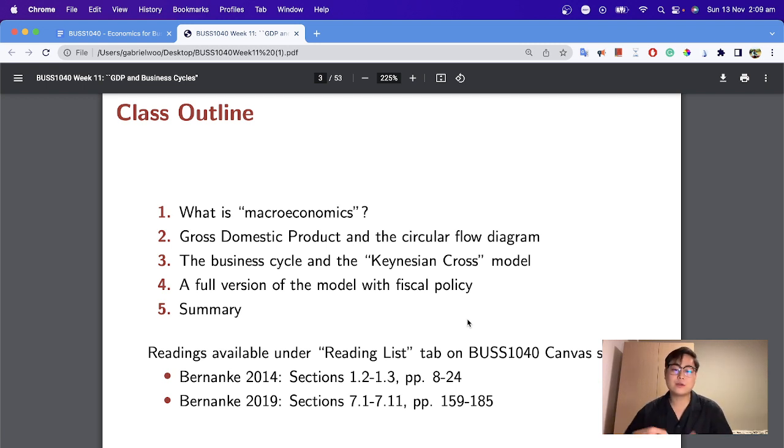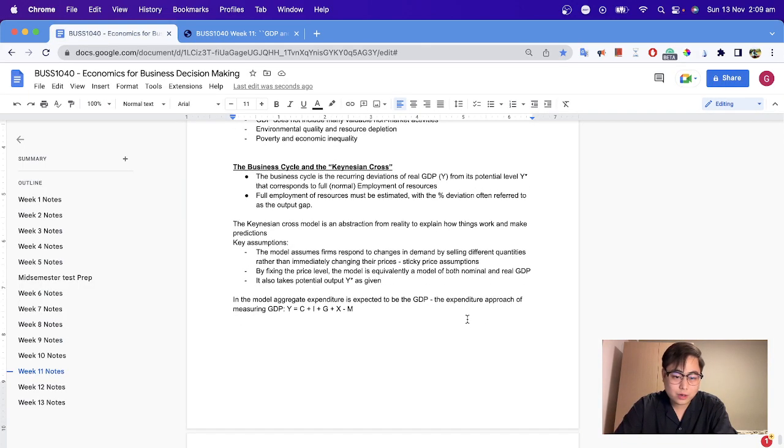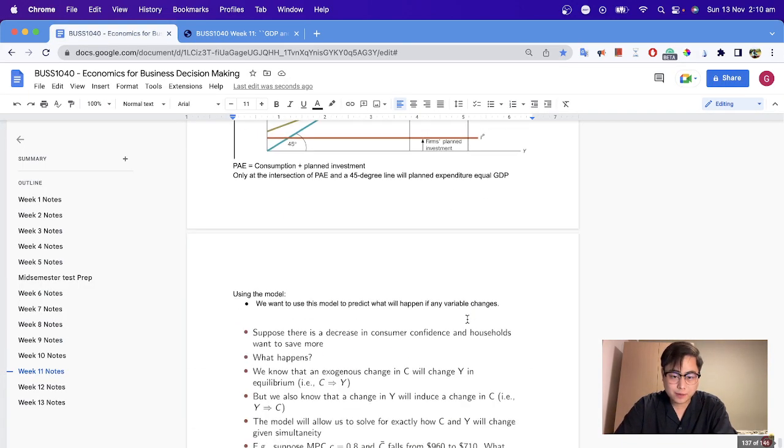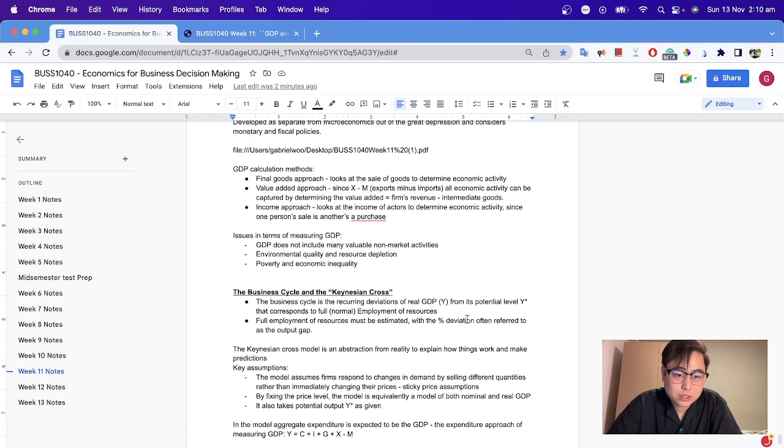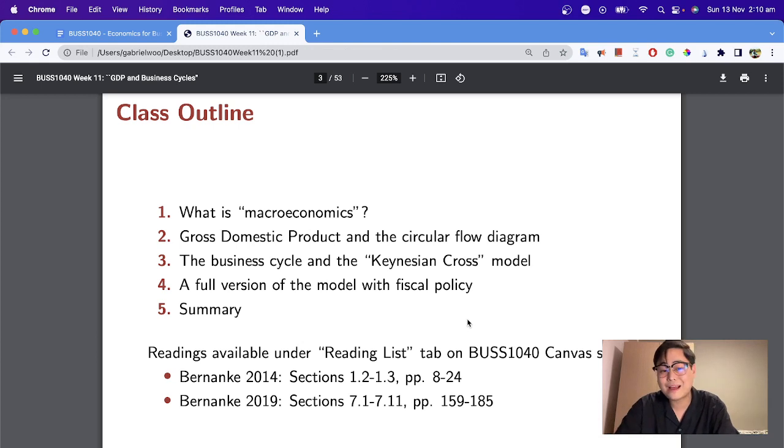Then we're going to talk about gross domestic product, GDP, and the circular flow diagram, and the 3 ways we're going to be measuring GDP, whether it's the expenditure model, the income model, or another model. So that's how we're going to be exploring different ways of measuring GDP, whether it be the value added model, the expenditure model, or the income model.